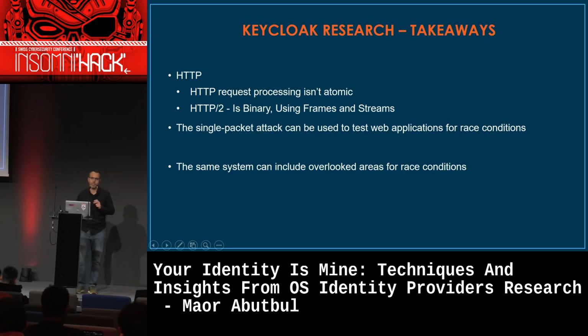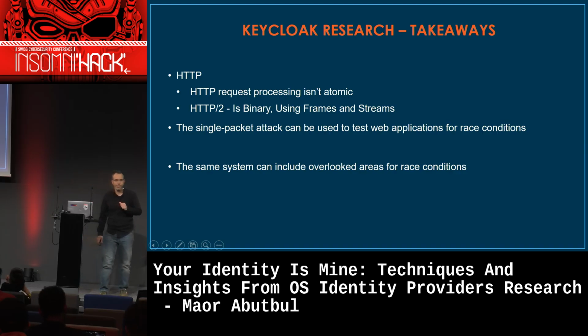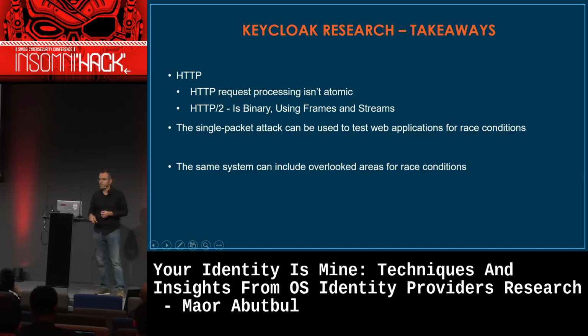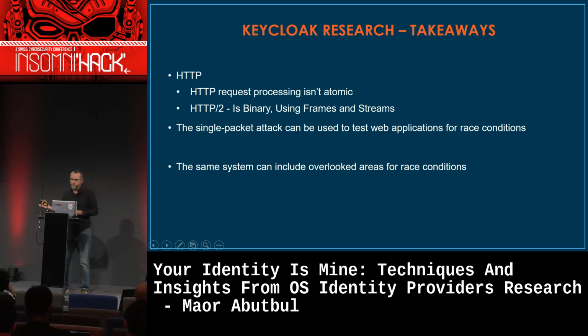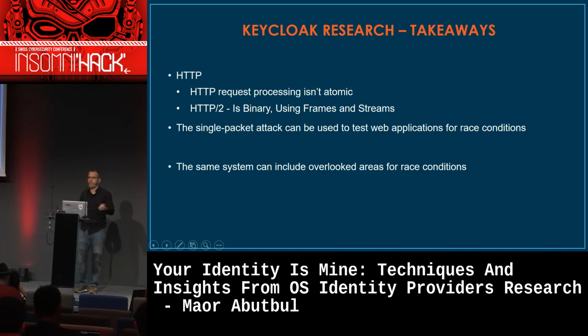Keycloak research takeaways. HTTP request processing isn't atomic. HTTP version 2 is binary, using streams and frames. The single packet attack can be used to test web applications for race conditions. The same system can include overlooked areas for race conditions, as we see in the regular request and the API request.